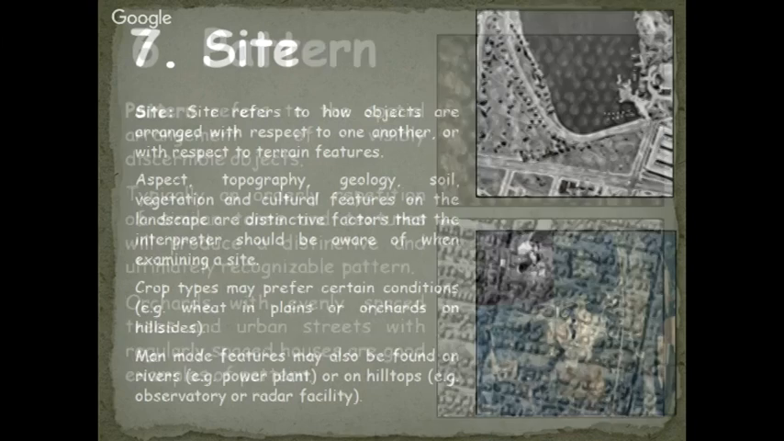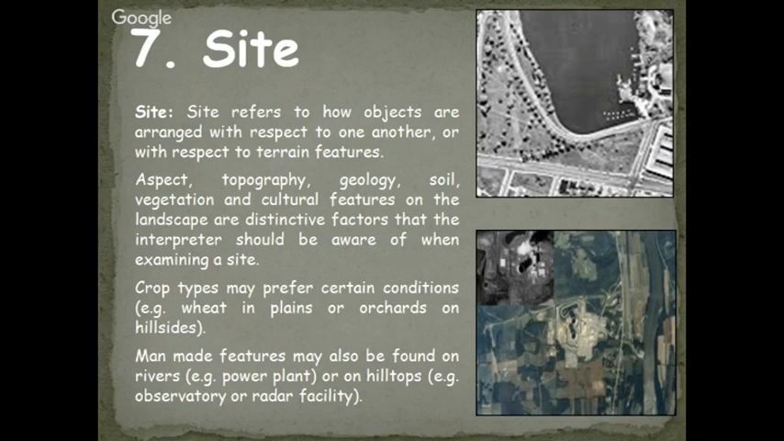Then site refers to how an object is arranged with respect to other surfaces. Sometimes identifying one surface is dependent on the identification of another object, and by identifying those objects we can then identify the surfaces also.